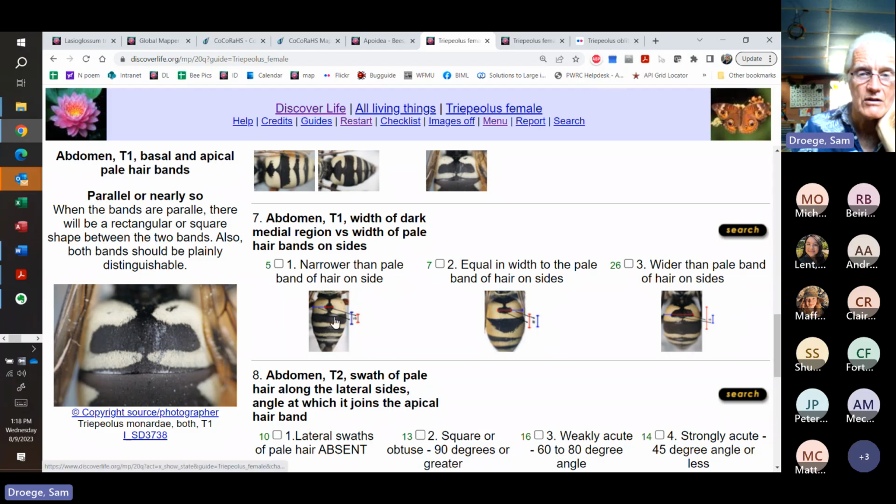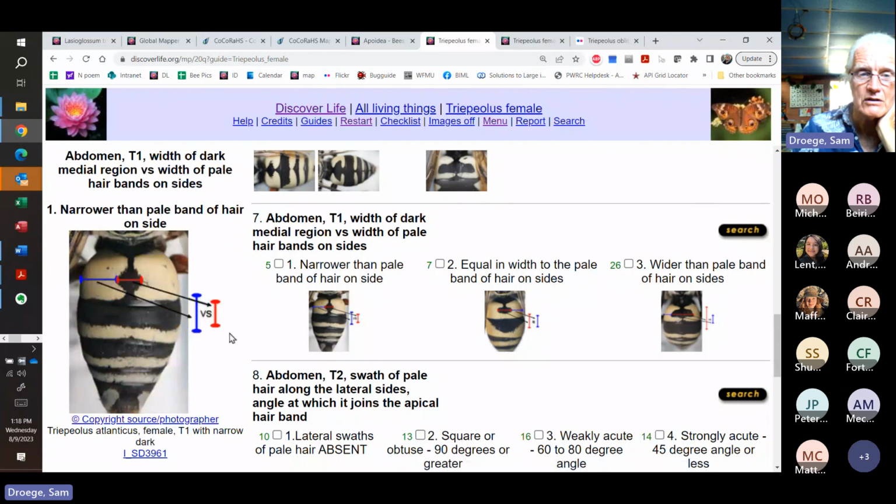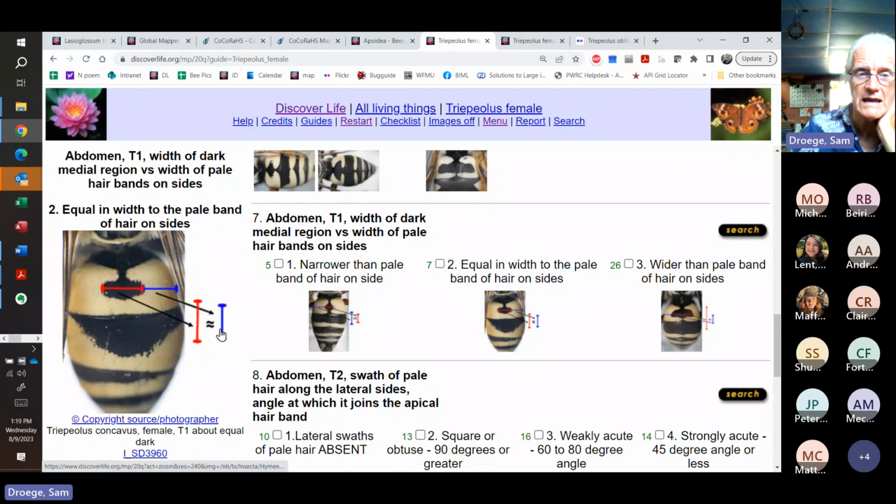So here, narrow is pretty easy to describe. Again, there's often overlap between these categories in any one species, but none of them, I believe, would go across all three categories. So here is narrow. If you take a look at this one, clearly this dark area has a length or width, depending on your orientation, compared to the sides, with the dark area being smaller. So it's narrower. And then you have something that is roughly equal. You look at the numbers 5 and 7. So these are less common states.